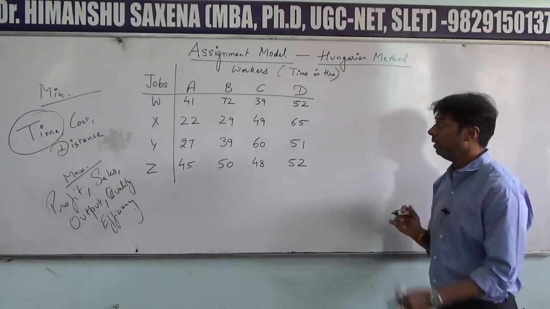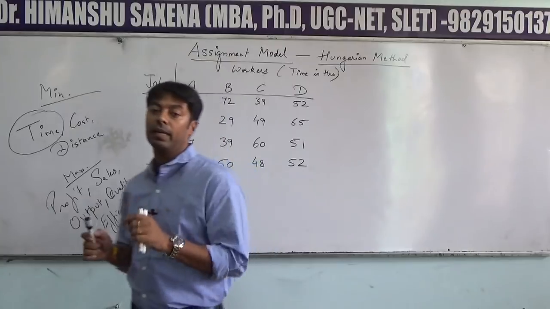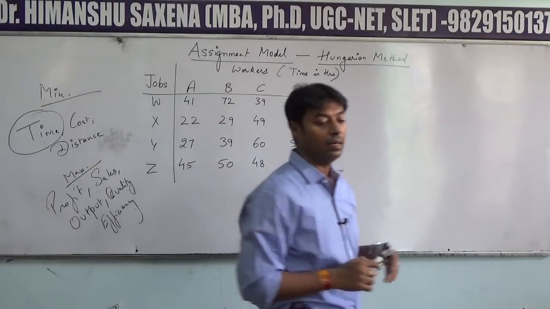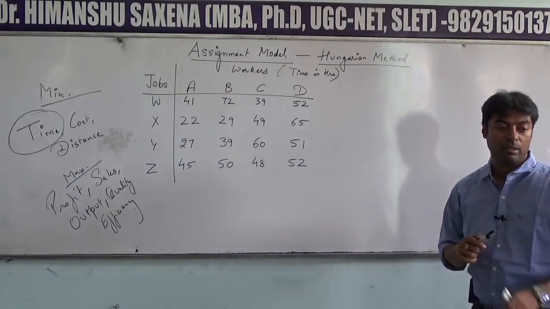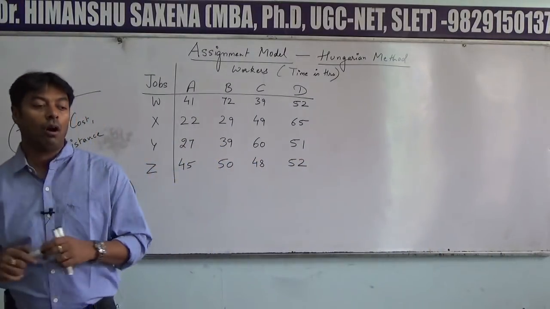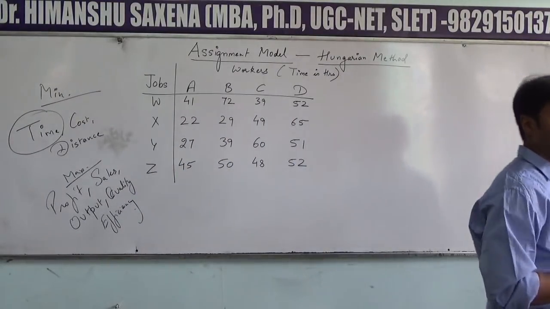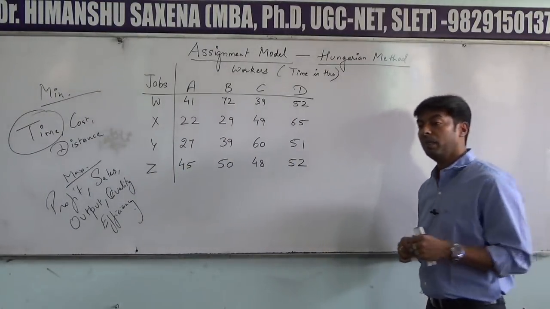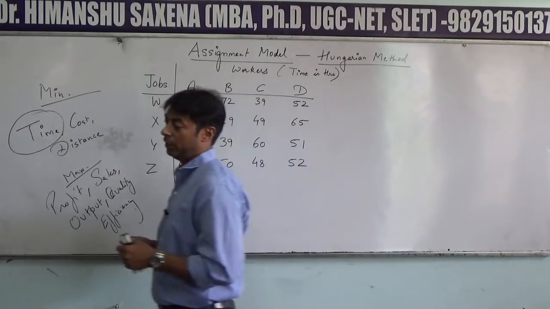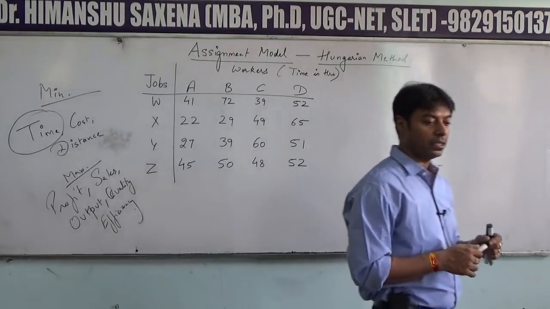Now how to solve it? As I have told you, we will be applying certain steps of the Hungarian method. To understand all these steps, please take down step number 1, the row operation. Step 1 that we will be applying today in the Hungarian method is the row operation. Now please write down the statement of the row operation.